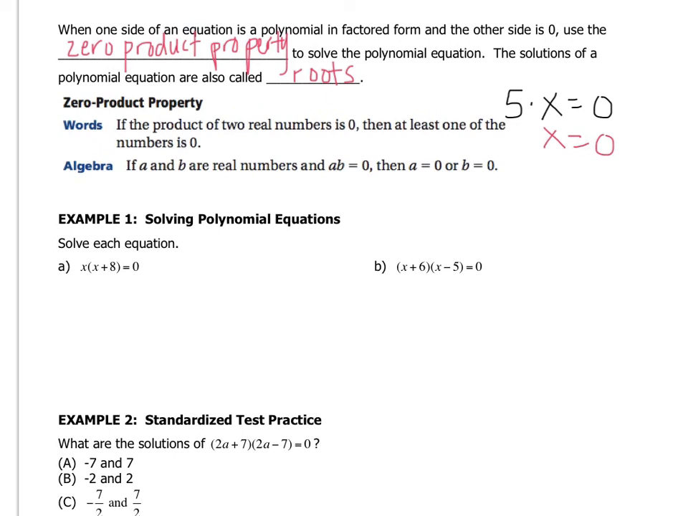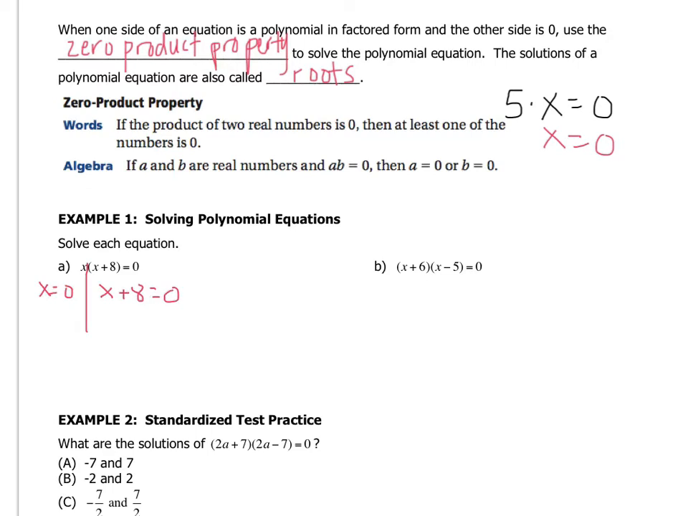So we go down to example 1, and they want us to solve the equation. Well, I'm going to split it right down. You see how there's two factors here, and the two factors are x and x plus 8. So I'm going to split it right down, the two factors, and I'm going to say either x equals 0 or x plus 8 equals 0.